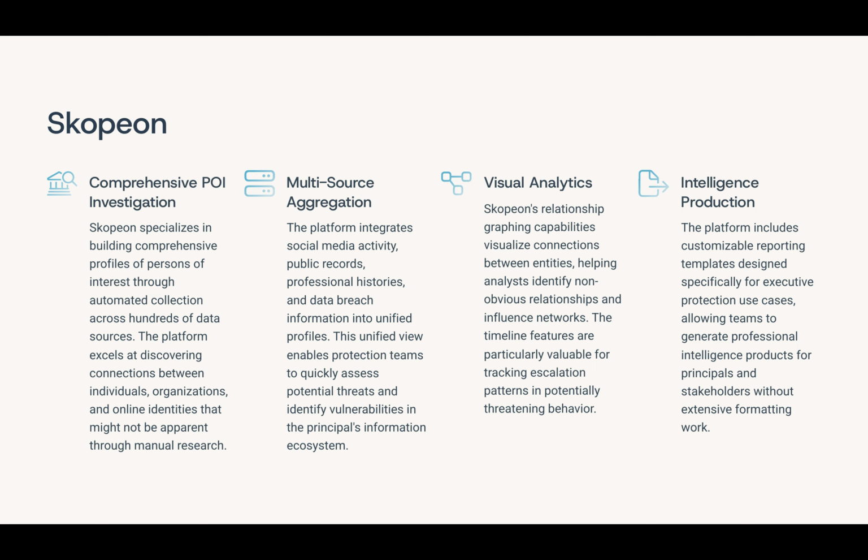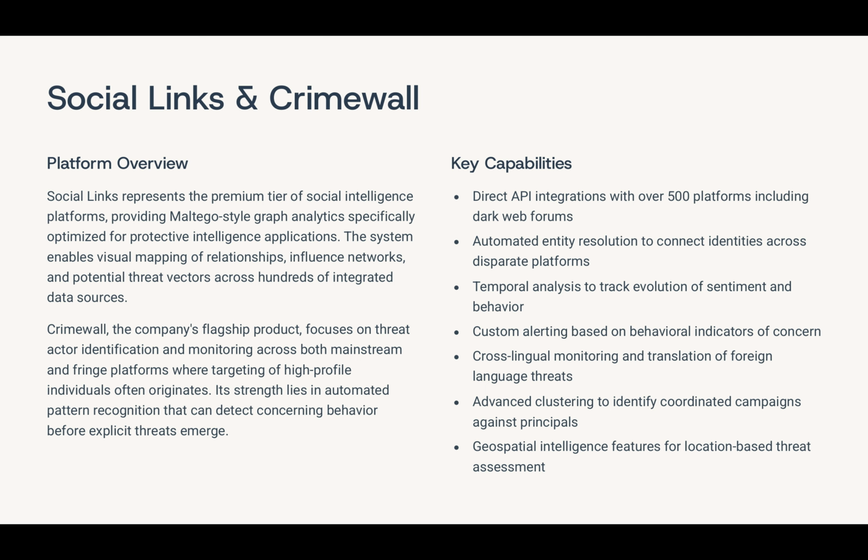Finally, Skopeon simplifies intelligence production by offering customizable reporting templates designed specifically for executive protection. Teams can quickly generate polished, actionable intelligence reports for principals and stakeholders, streamlining their workflow without sacrificing depth or quality of analysis. Social Links and CrimeWall together deliver a highly advanced set of capabilities for protective intelligence teams.